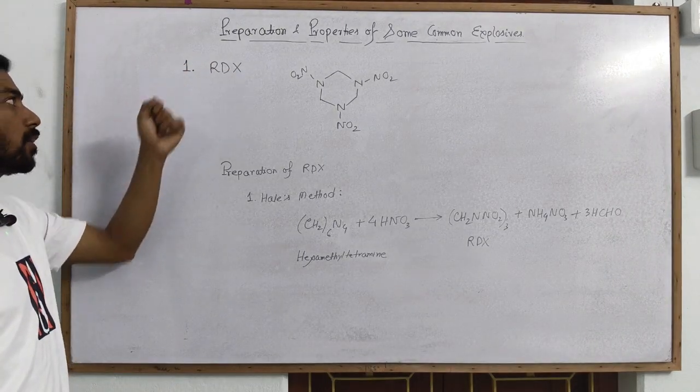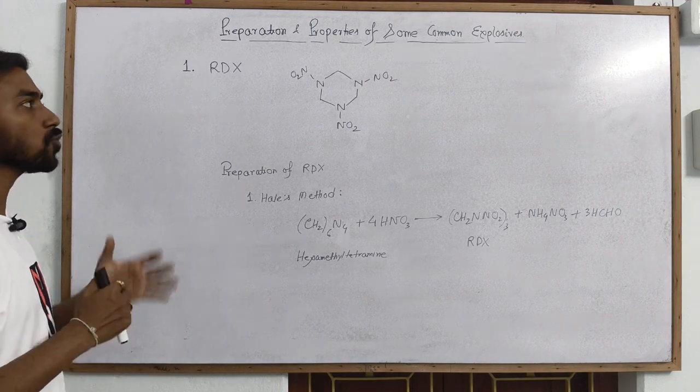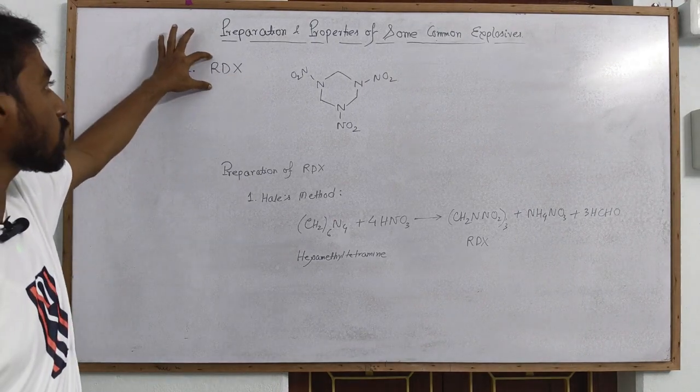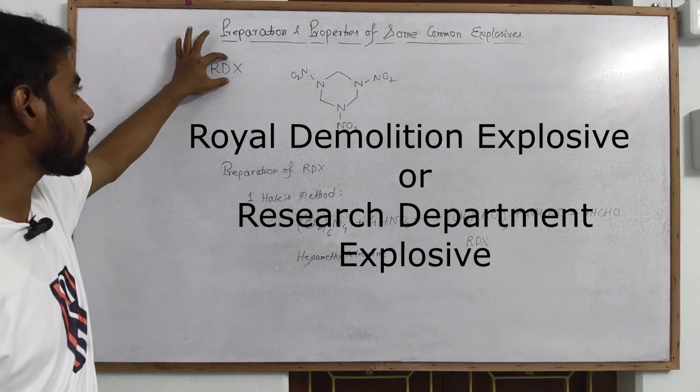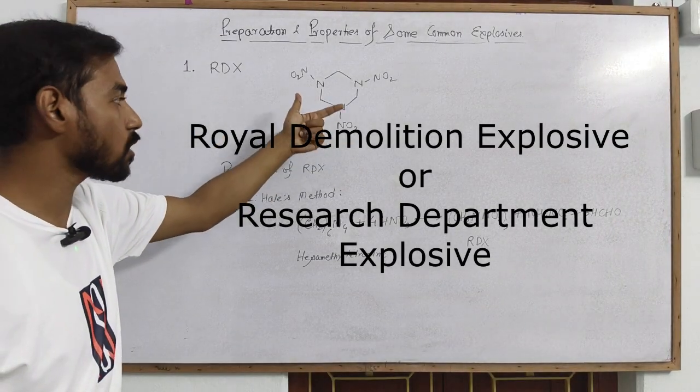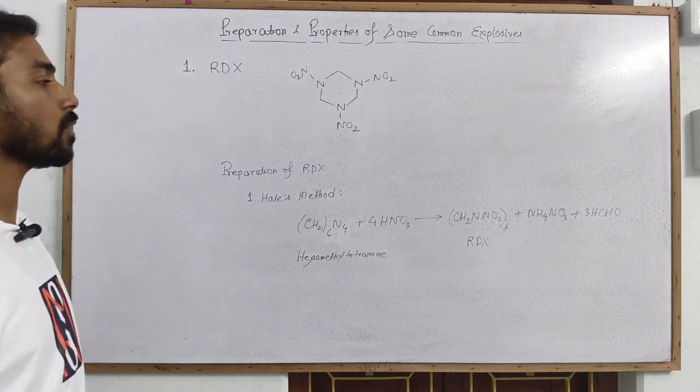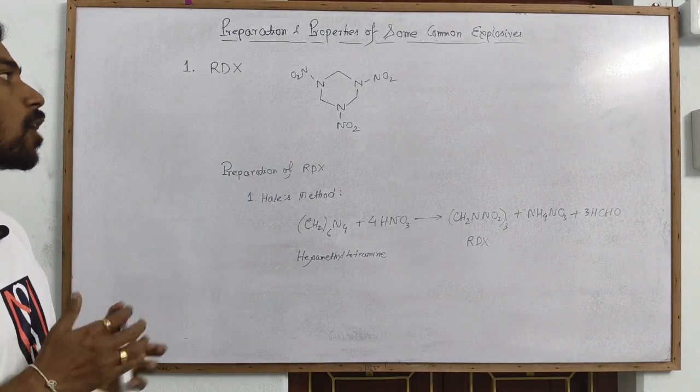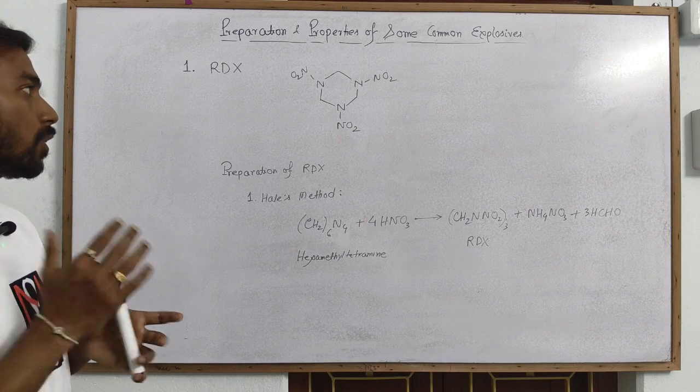The first one is RDX. Now, what is RDX? As you have already come to know, the full form of RDX is Research Development Explosives. So this is the chemical formula. This is the structure of RDX, and the IUPAC name can be written as that.